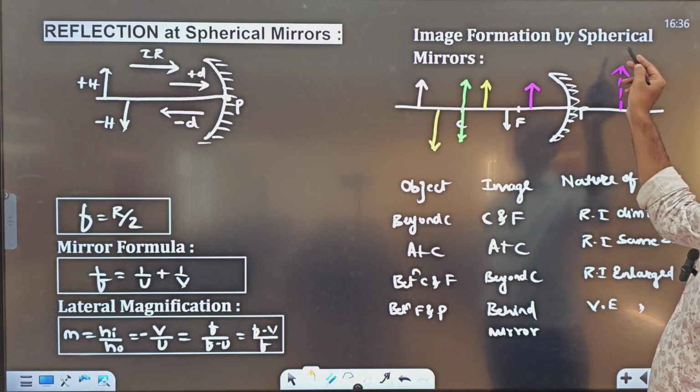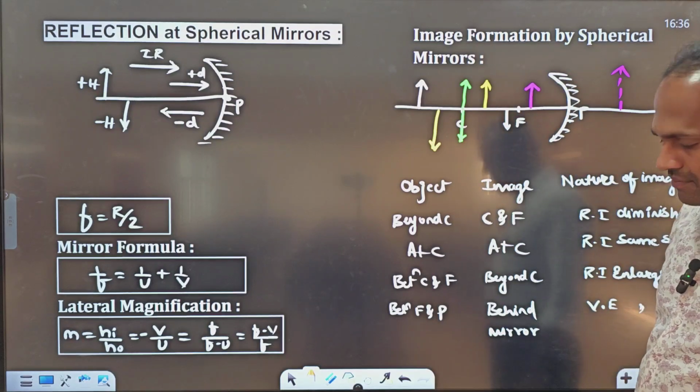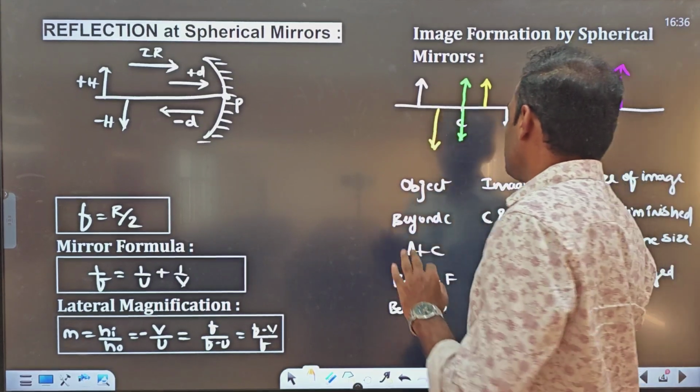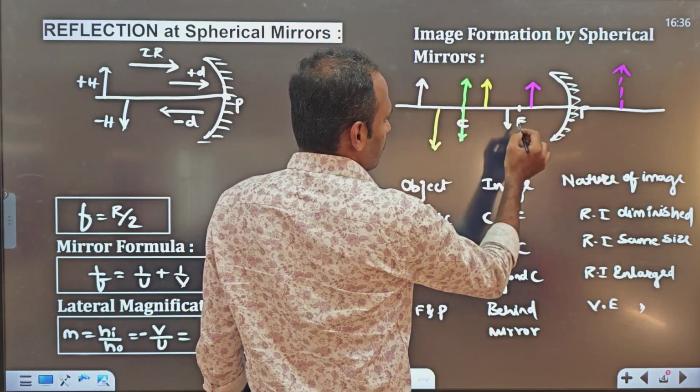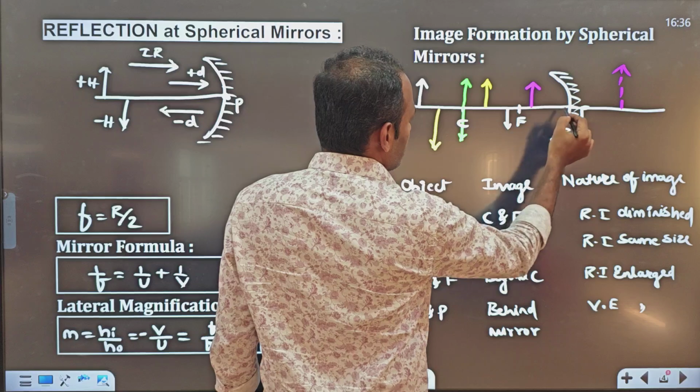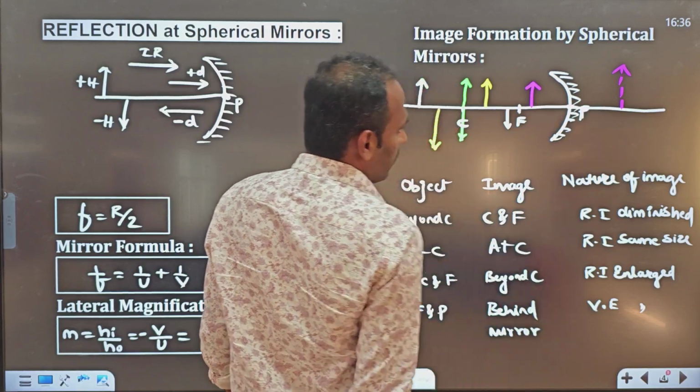Next note, image formation by spherical mirrors. See, here is the center of curvature of the mirror, here is the principal focus, and here is the pole of the mirror.